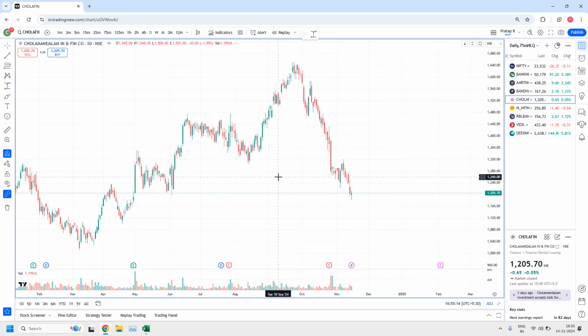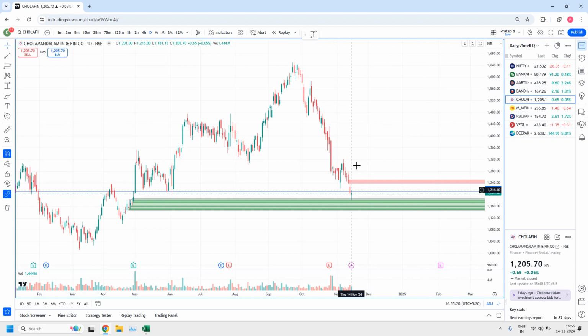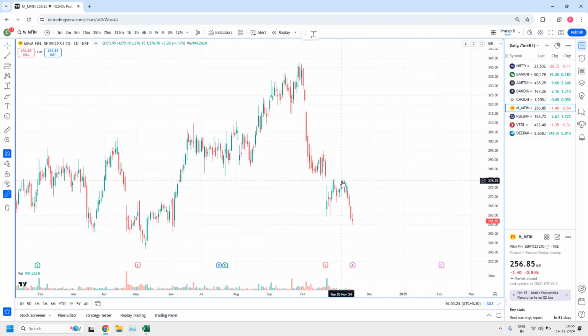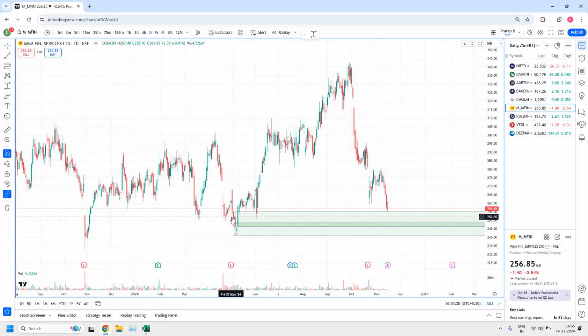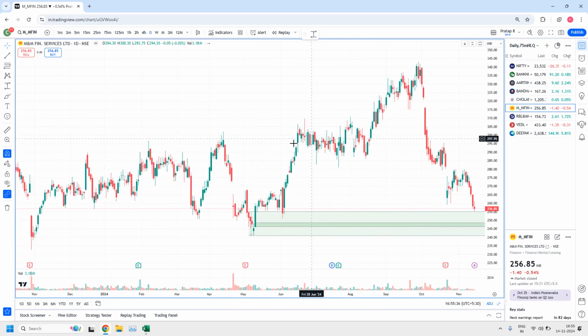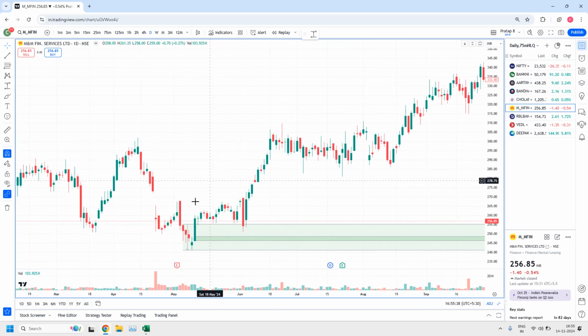Next one is Cholamandalam Finance. This we already discussed. We got a very good trade from this, a huge ROI. And next one is M&M Finance, Mahindra and Mahindra Finance. This is also, I think, the same problem. No, this is a valid zone. This is 6th May 24. We have a drop. You have 1, 2, 3, 4 base candles and a rally candle.